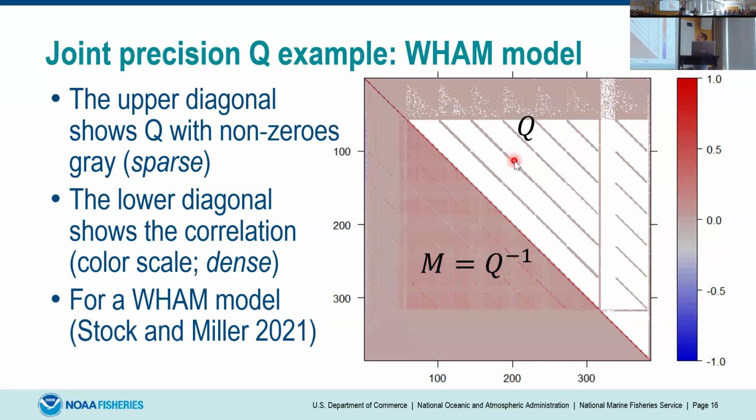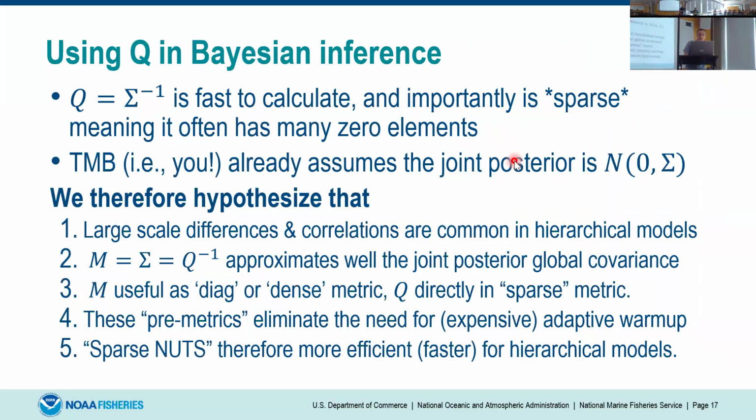Here's another one for a state space stock assessment model, a WHAM model, which we'll look at a little bit more later. Same thing. Not quite as much sparsity, but quite a bit, and then a lot of correlations, and it's very dense. When I say dense, it's like no zeros in it.